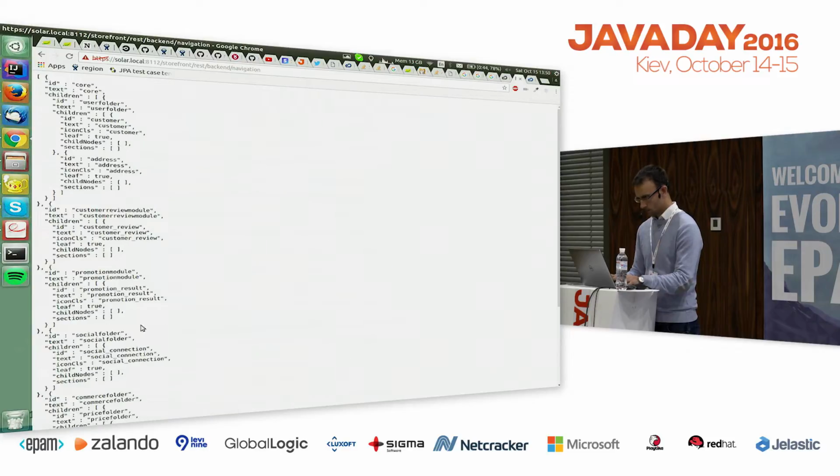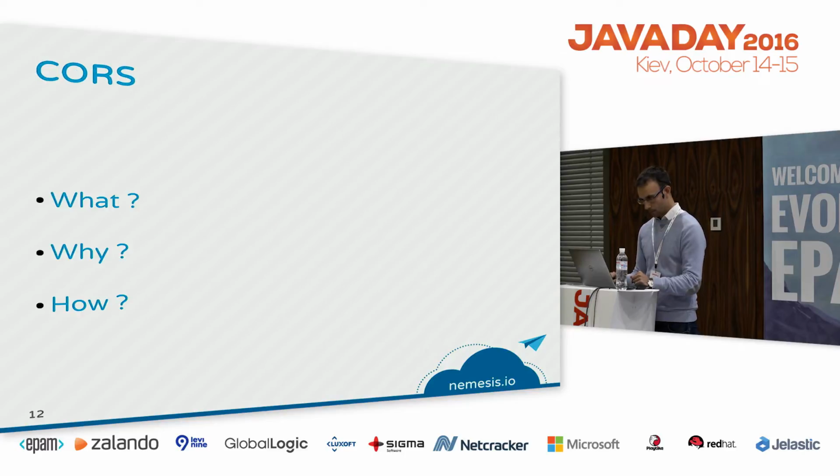Navigation. Yeah, so it gets returned from a custom controller, and then you have the ID of the folder, the text, and what kind of subfolders or children it has inside. All right, so moving forward.